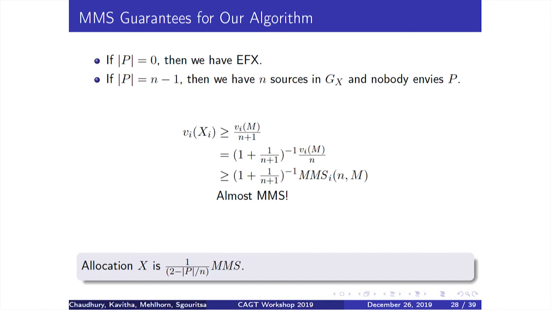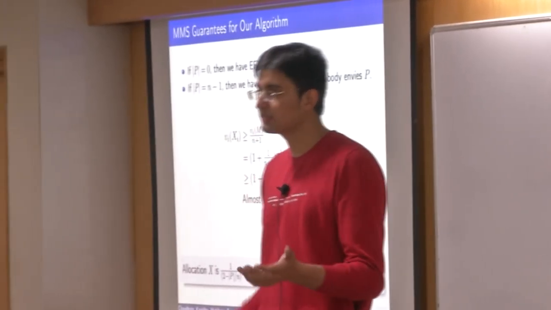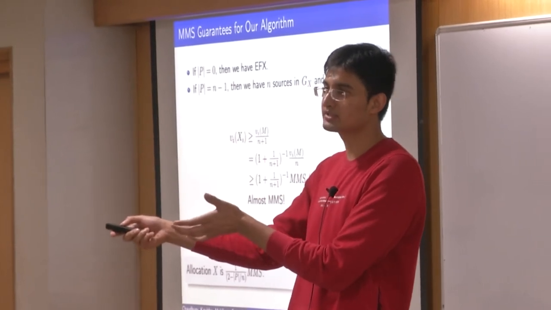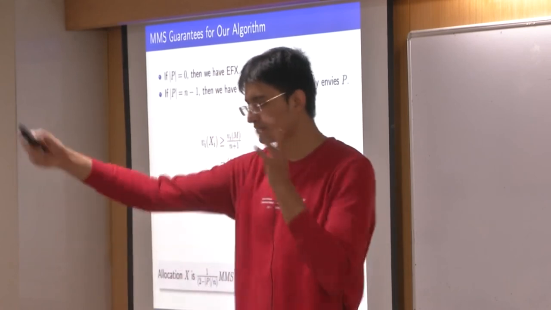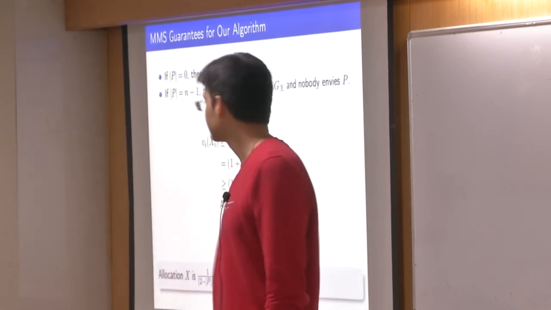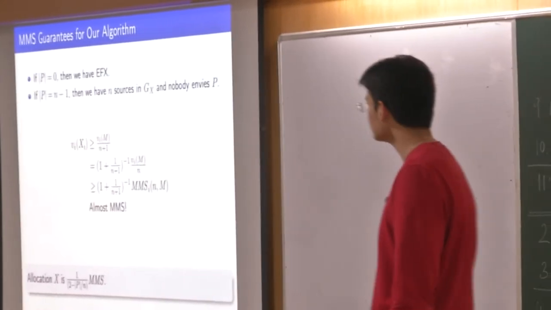And we can actually capture this. What our allocation gives is 1 over 2 minus the size of the pool over n times MMS. So if your pool size p is 0, you have an EFX, but you still have a half approximation on MMS. And if the size of the pool is n minus 1, then you have almost EFX with charity, but you have (1 plus 1 over n plus 1) to the minus 1 times MMS.